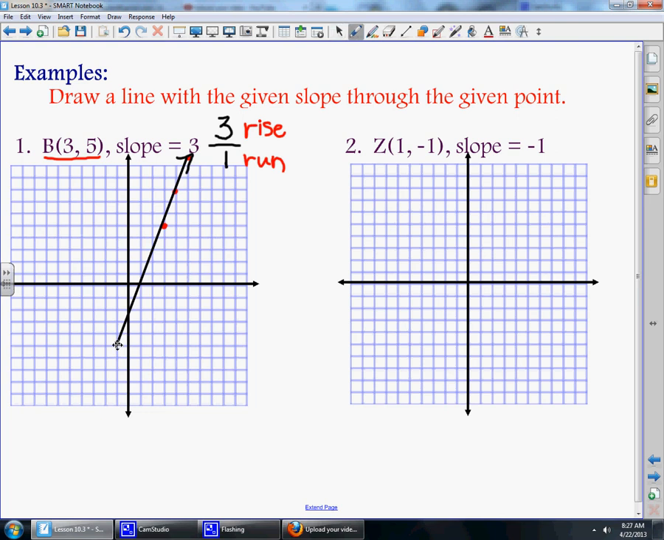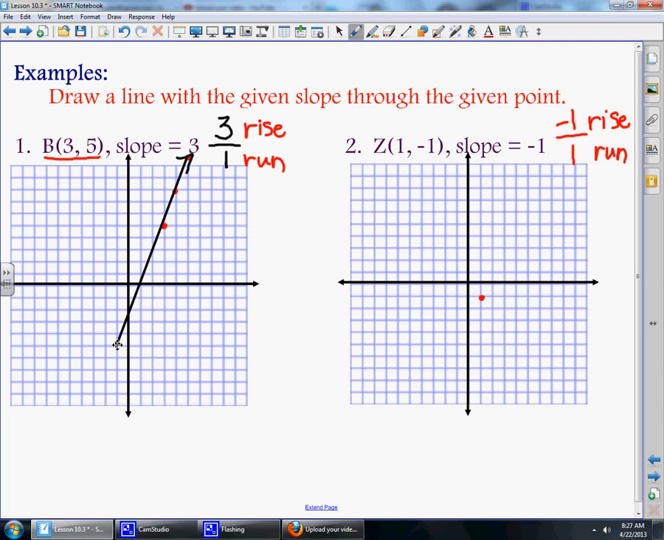Let's try this last one. So we start at 0, we're going to move 1 to the right, and then 1 down. There's our starting point. We have a slope of -1. So remember, it's -1 over 1. Whenever it doesn't have a denominator, it has a denominator of 1. So this is the rise, this is the run.